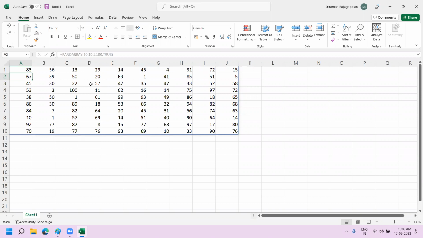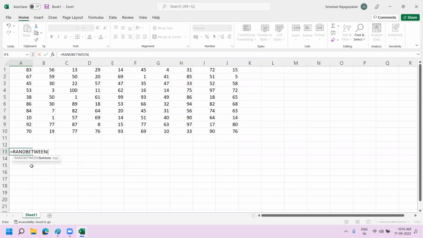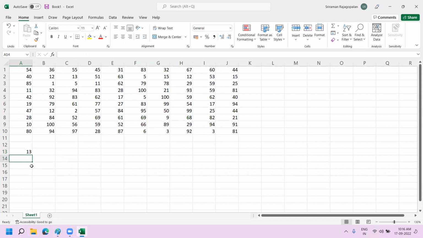If you don't have this function RANDARRAY, you can do this. There is a function called RANDBETWEEN. Do you have the function RANDBETWEEN? So use this function. It will ask you what is the range. What is the smallest number you want? What is the highest number you want? So put 1 to 100. So this will generate one number.